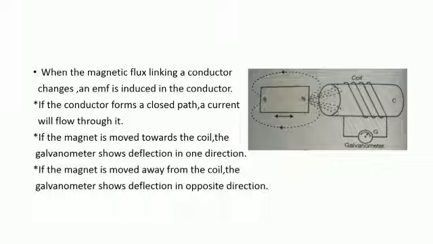When the permanent magnet moves towards the coil, an EMF will be induced, and the galvanometer deflects in one direction. When the permanent magnet moves away from the coil, an EMF will be induced, but the galvanometer deflection will be in the opposite direction. When the movement of the permanent magnet is stopped, there is no EMF induced in the coil. So this is the basic principle of EMF induced in the coil.